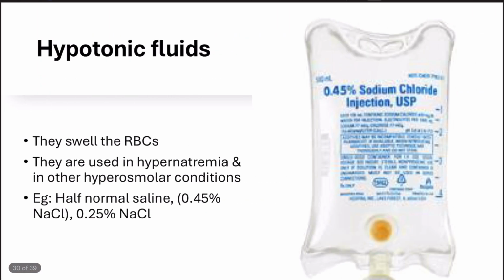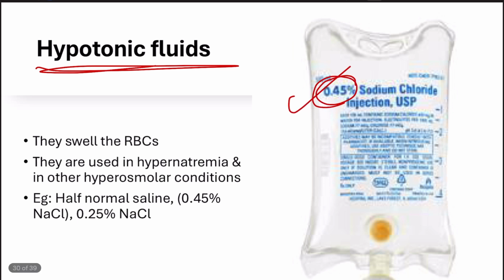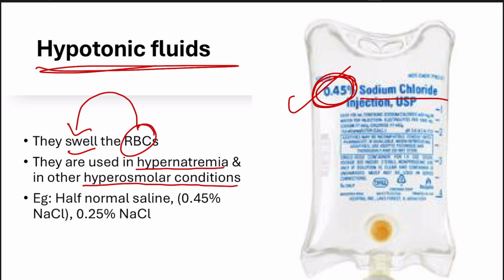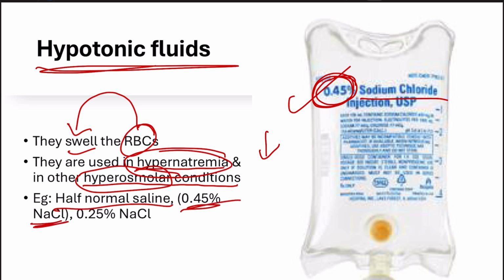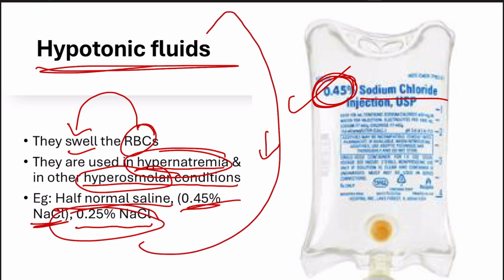Now coming to the next category, that is hypotonic fluids. As you can see here, it is half normal saline, that is 0.45% sodium chloride. So since it is hypotonic in nature, the fluid will enter into the RBCs, leading to the swelling of the RBCs. And these are used in case of hypernatremia and hyperosmolar conditions, because here the tonicity, that is osmolarity, is decreased. So that's why it is used in hyperosmolar conditions and hypernatremia. The example I have already mentioned, that is 0.45% NaCl, that is half normal saline. We can also give 0.25% NaCl, which is also an example of hypotonic fluid.